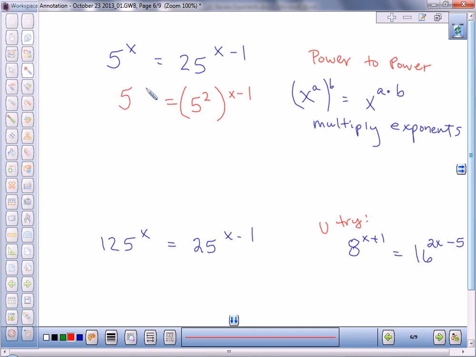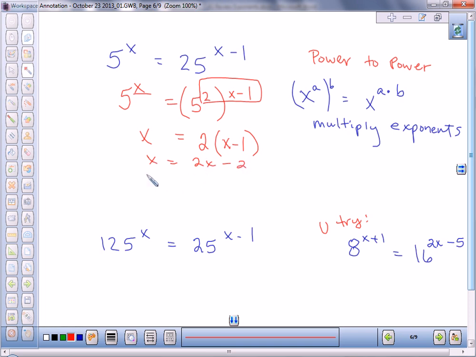Now let's go back to what we talked about in the warm-up. When you have a power raised to a power, we multiply the exponents. So let's make sure we do the 2 times the x minus 1. Power to a power, you multiply the exponents. So this exponent here is equal to the product of those. Does that make sense? Okay, so we get x equals 2x minus 2. Subtract 2x, negative x equals negative 2. Divide by negative, x equals 2.